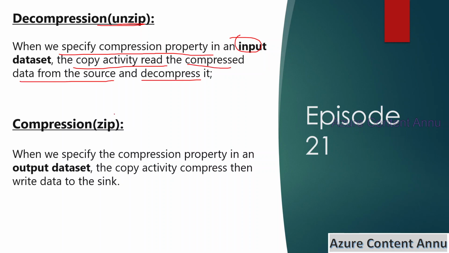Similarly, if we need to zip the file or compress a file into a zipped format, then we need to specify the compression property in the output dataset. We don't need to do anything in input dataset, but we need to select the compression type and level in output dataset when we need to zip the file. Once we run the pipeline with these selections, the copy activity will compress the file and write the data into the sink.